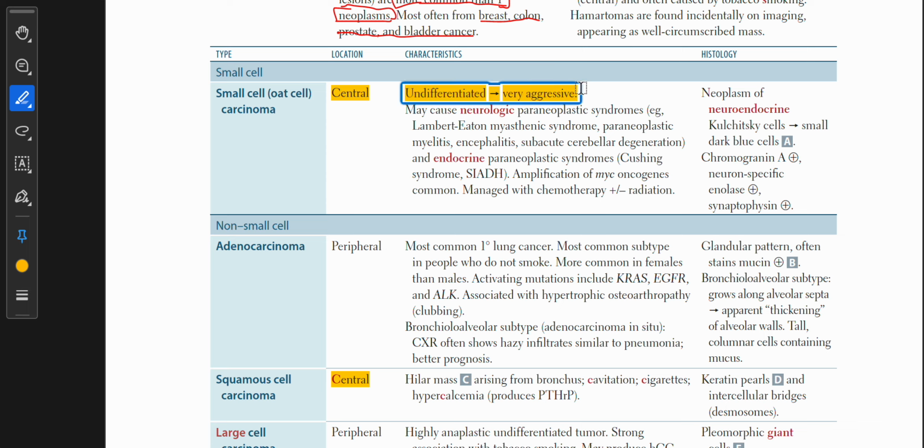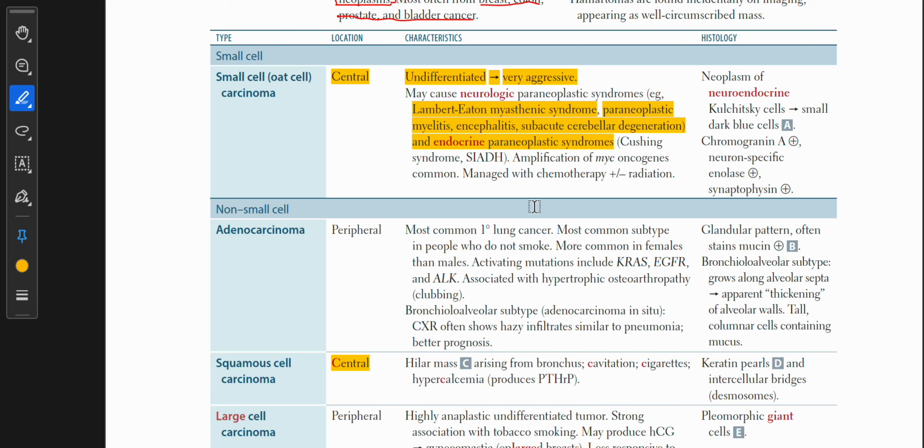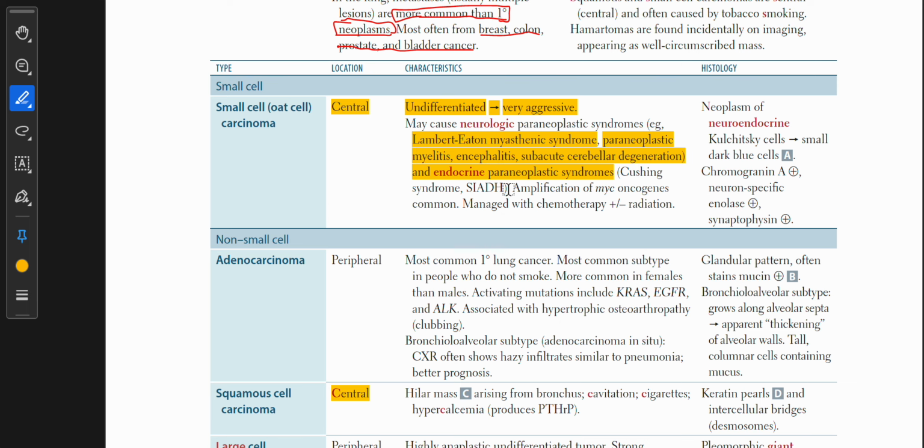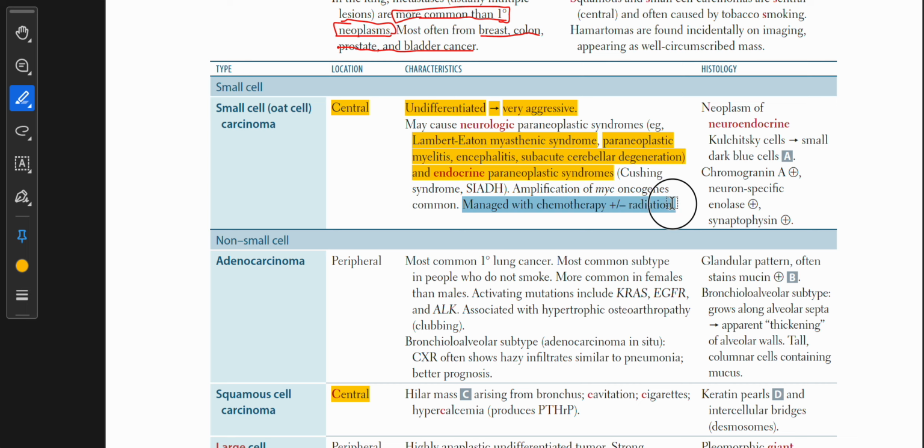Oat cell carcinoma is very aggressive, and it may cause neurologic paraneoplastic syndromes, for example Lambert-Eaton myasthenic syndrome, and also paraneoplastic myelitis, encephalitis, subacute cerebellar degeneration, and endocrine paraneoplastic syndromes. Cushing syndrome and SIADH can also occur. Amplification of MYC oncogenes is common, and it is managed with chemotherapy with or without radiation.